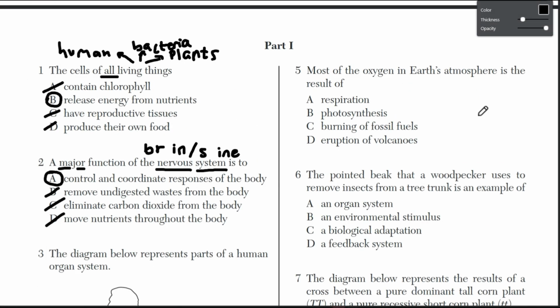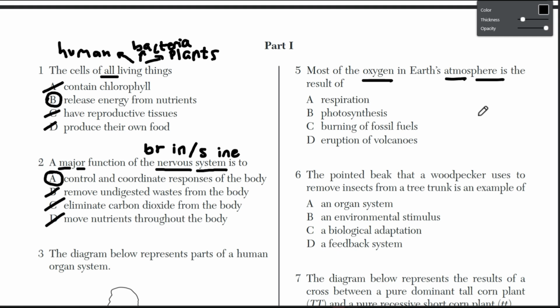Number 5, most of the oxygen in Earth's atmosphere is the result of A, respiration, B, photosynthesis, C, burning of fossil fuels, or D, eruption of volcanoes. Okay, so what are we looking for? We're looking for oxygen. Where are we looking for it? In the atmosphere. This is the gases that we breathe in, the gases that we are surrounded by all day, every day. So let's go through these possibilities.